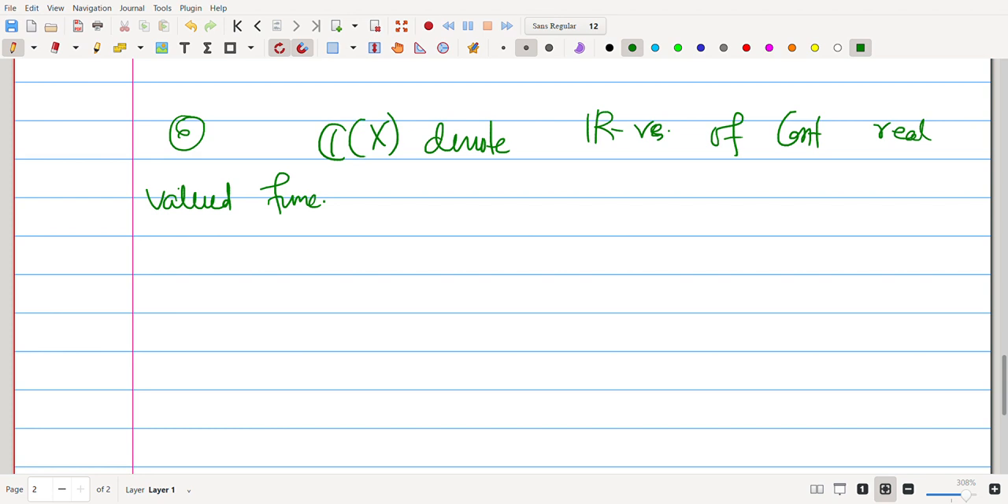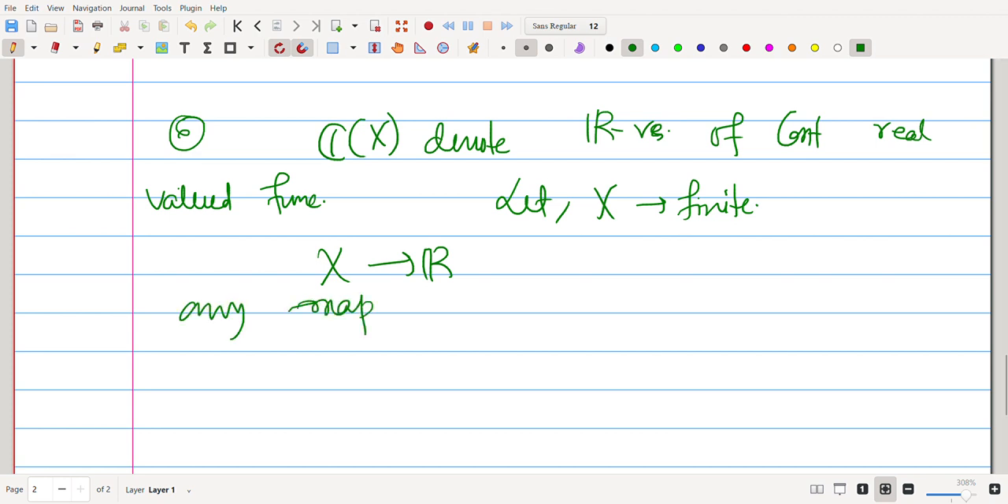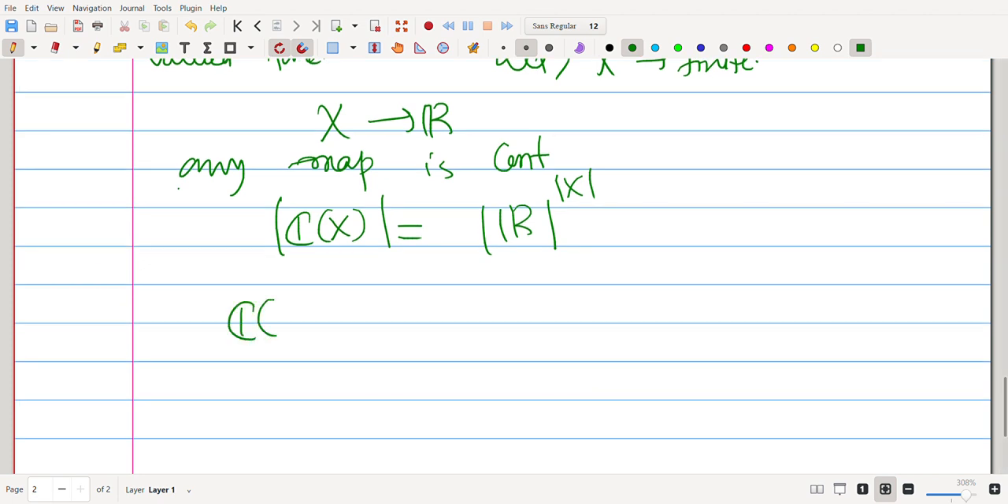Okay, C(X) denotes the R vector space of continuous real-valued functions. Let X be finite. That means any map is continuous, right? So in that case the cardinality of C(X) is this, and you can write C(X) as follows.